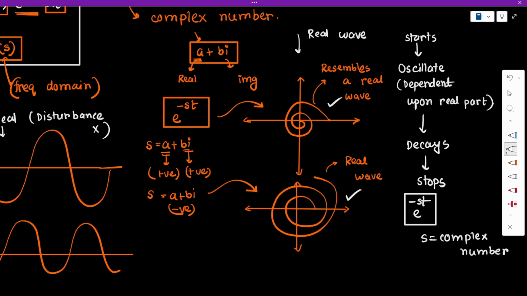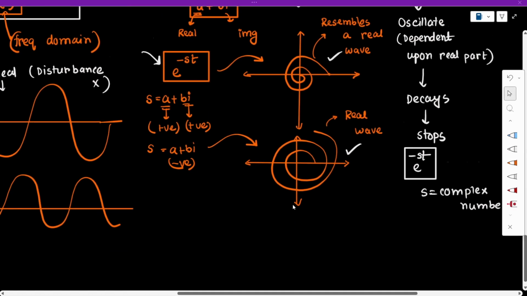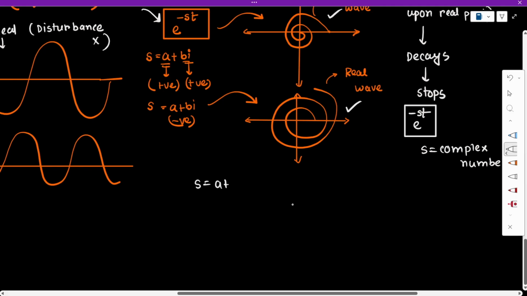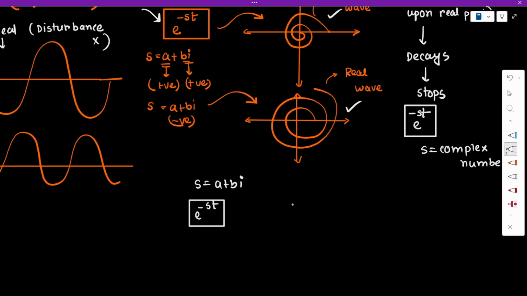Will it play out like this or that? So in case of real waves, the e to the power negative st resembles the situation of a real wave. To get a clearer understanding, let's say the wave has a real part and an imaginary part, right? So this function resembles the actual wave. So what if we thought of a case where the real part is 0?